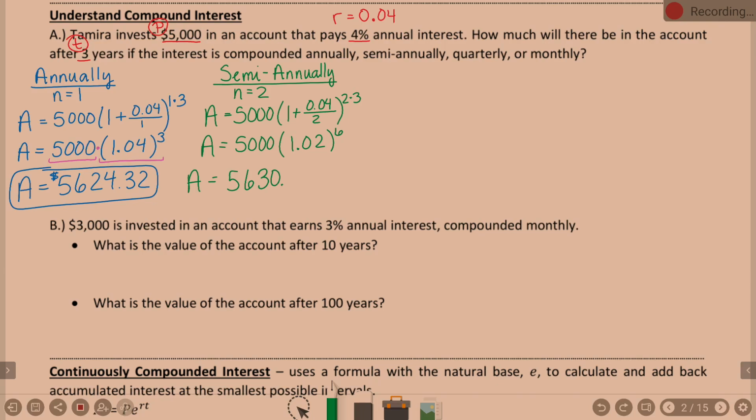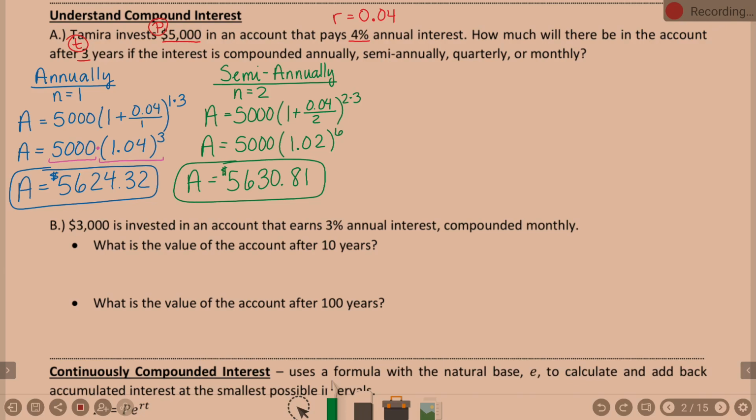How are we gonna write this answer? 5,630 and how many cents? 81 cents. Now notice, instead of just collecting interest once a year, we did twice a year. Is my amount a little bit bigger? Did I earn a little bit more money? Not much, but some.